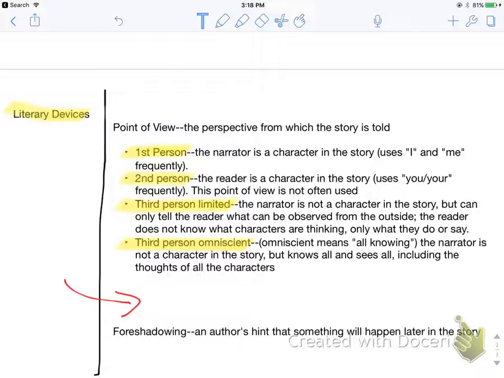Okay, next one is foreshadowing. We have talked about this a couple times in class, but foreshadowing is an author's hint at something that's going to happen later in the story. You might even be able to write some of these down already because we have talked about these in class, but there's at least a couple examples in the book. So make sure you leave a little space down there at the bottom.